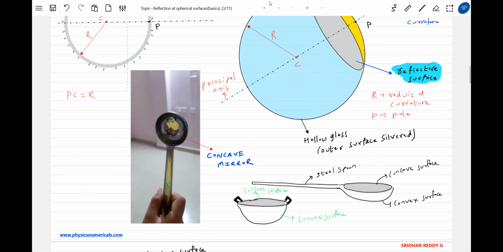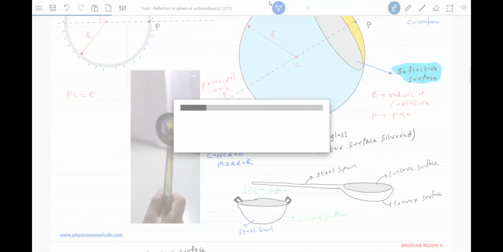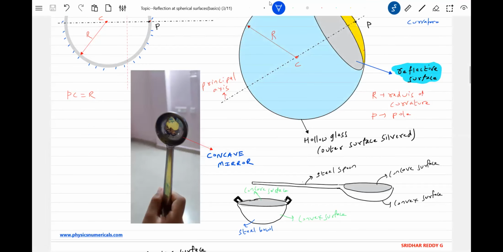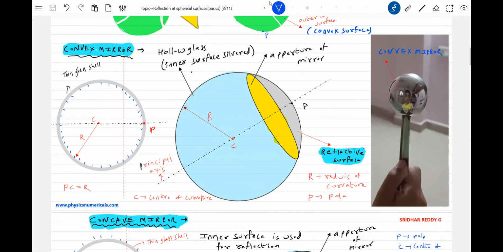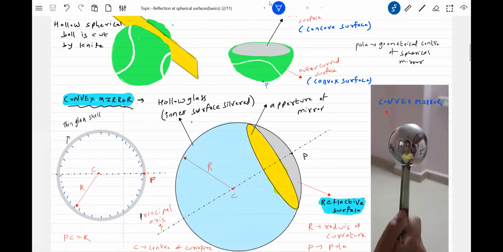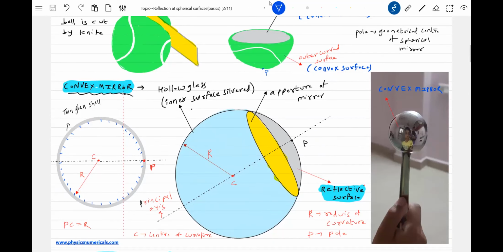The same thing with a bowl. This will again be a steel bowl. Like that, we can take several examples. The objects around us can be treated as convex and concave surfaces. Especially designed ones we call concave mirrors and convex mirrors, which are widely used in applications. Got the idea? So I'll show this. This will be the concave. Sorry, convex mirror.